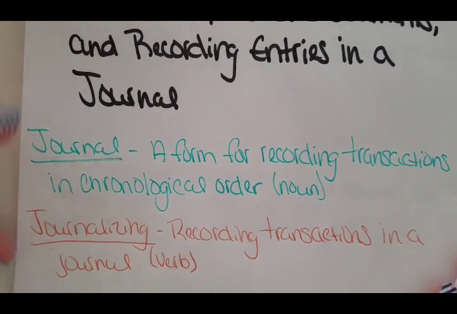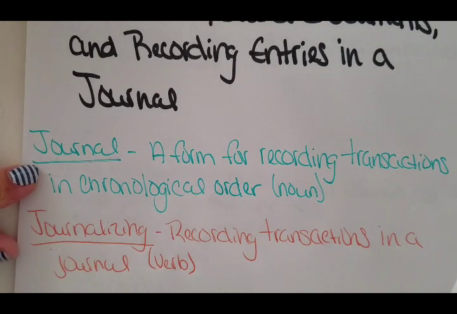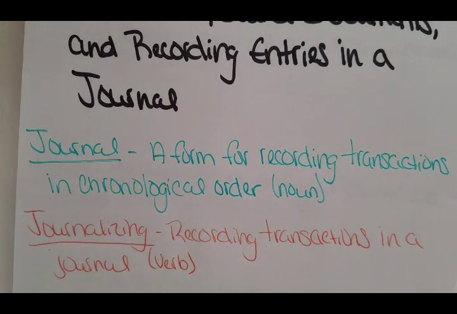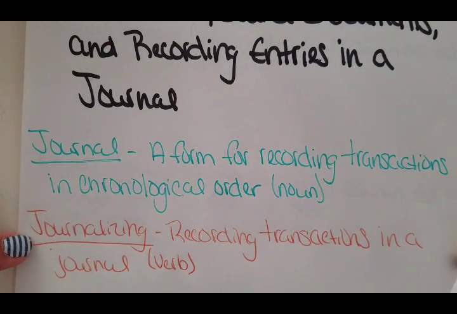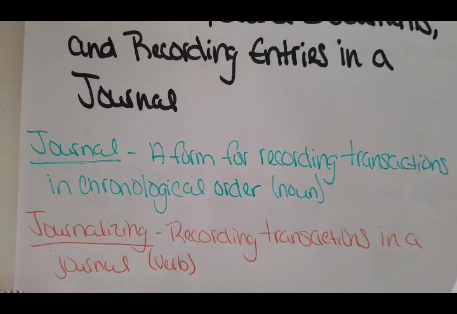The first definition you need to know is a journal. This is a form for recording transactions in chronological order. Chronological order is by date, and so the journal is the form we're going to use to record all of this. Journalizing is the recording of the transactions in the journal. So the journal is the noun, it's the actual piece of paper, and journalizing is the verb, it's the action of recording the journal.